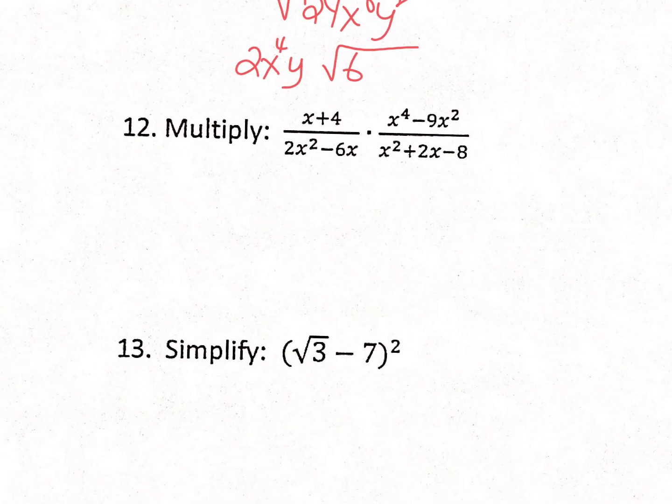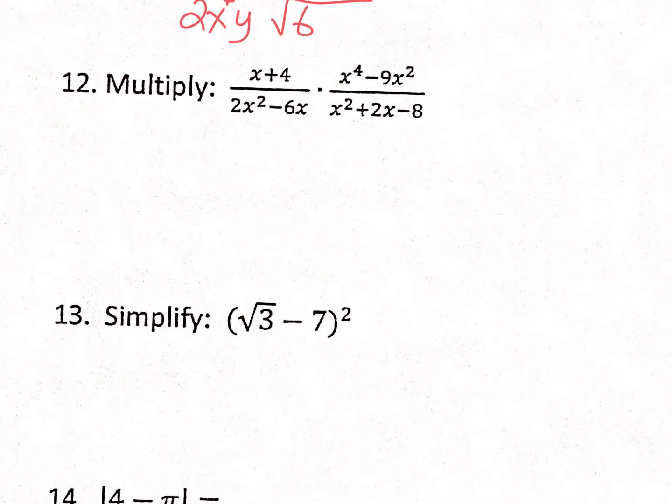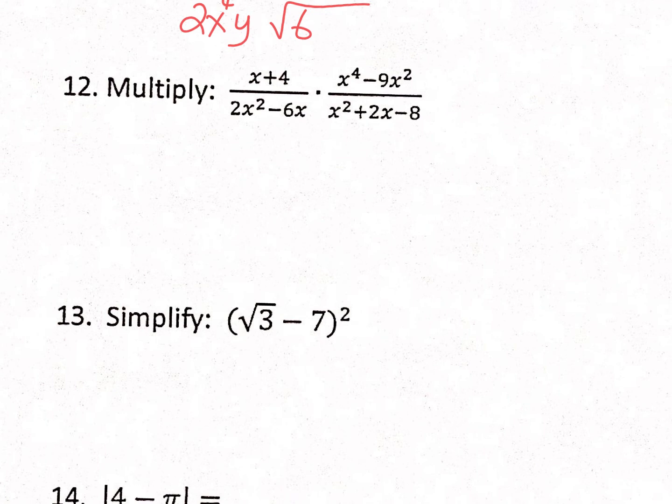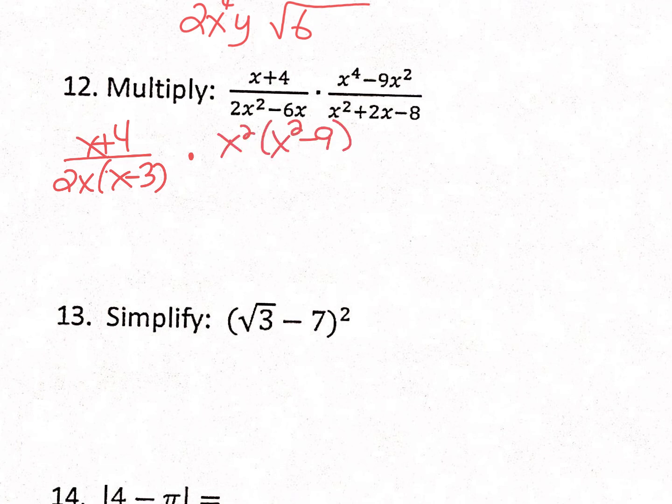Number 12, getting close. 12, I'm going to factor all this stuff and then try to cancel what I'm multiplying. If it was division, I would keep change flip, but it's multiplication, so I'm just going to factor and cancel. So I have x plus 4. Down here, I can take out a 2x. Remember, you always look for GCF first, always. So on the top over here, I'm going to take out an x squared. If I take out an x squared, that leaves another x squared minus 9. And down here, I have an x plus 4, x minus 2.